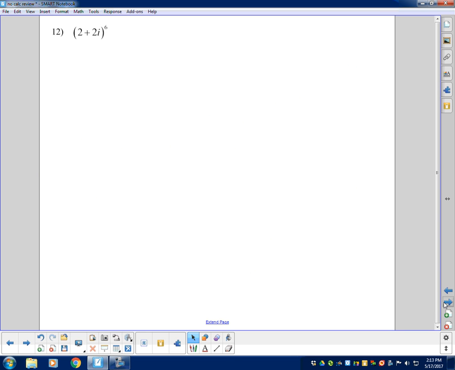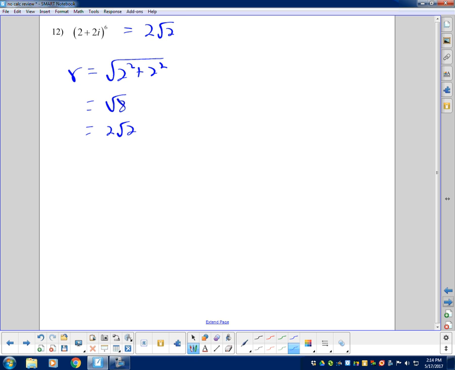All right, on to the back side here. This is evaluate 2 plus 2i to the 6th expressed in rectangular form. We're going to use De Moivre's theorem. It's the last formula on your formula sheet. So here we go. The formula says take and find r. So r is equal to square root of 2 squared plus 2 squared. 4 plus 4 is 8. Square root of 8 simplifies to 2 root 2. So this thing's going to be equal to 2 root 2 to the 6th.